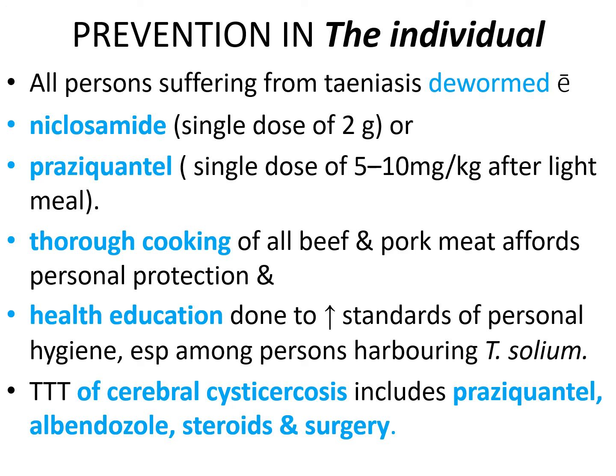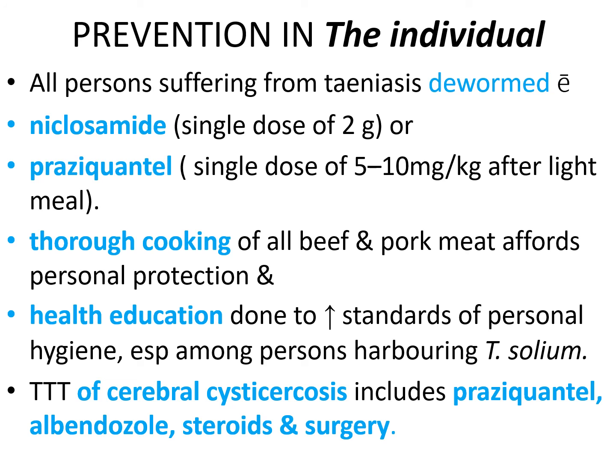Prevention in the individual. All persons suffering from teniasis are dewormed with niclosamide, a single dose of 2 grams, or praziquantel, a single dose of 5 to 10 milligrams per kilogram after a light meal. Thorough cooking of all beef and pork offers personal protection. Health education is done to increase standards of personal hygiene, especially among persons harboring Taenia solium.